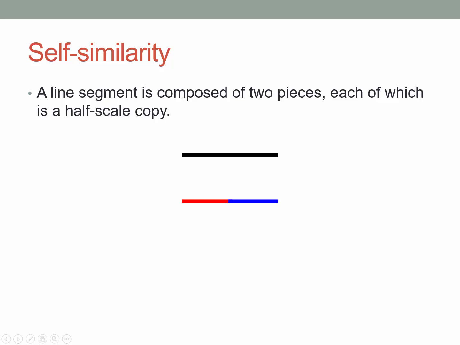A line segment, as shown here, is self-similar. That is to say, it is composed of 2 pieces, a left half and a right half, each of which is a half-scale copy.